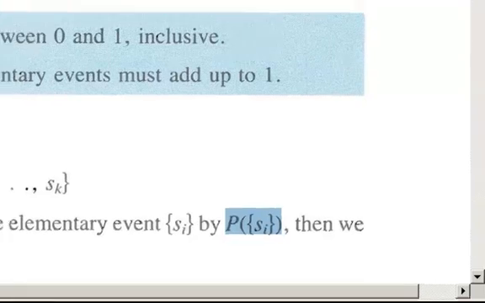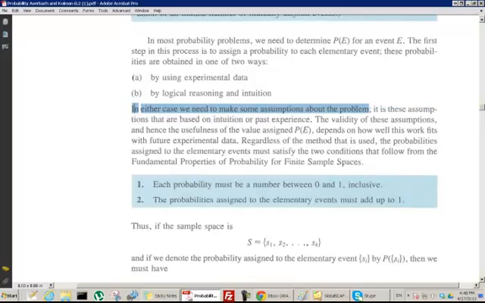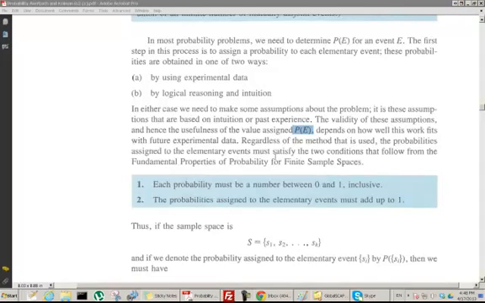In either case, going back up to here, we need to make some assumptions about the problem. It is these assumptions that are based on intuition or past experience. The validity of these assumptions, and hence the usefulness of the value assigned to the probability of E, depends on how well this work fits with future experimental data. Regardless of the method used, the probabilities assigned to the elementary events must satisfy the two conditions that follow from the fundamental properties of probability for finite sample spaces. So we have these two conditions that have to be true.